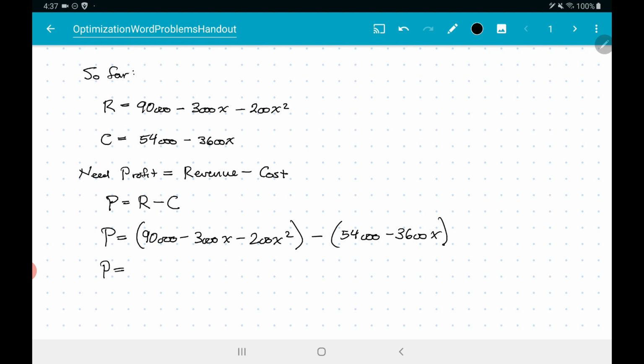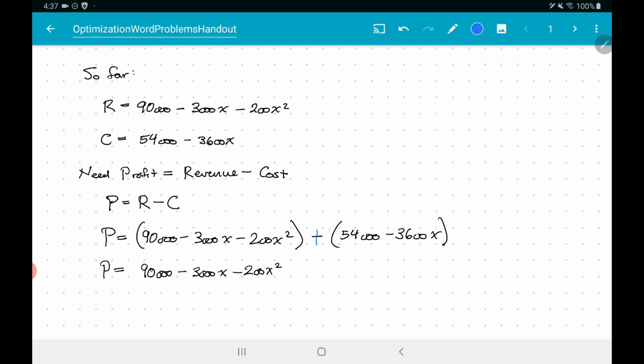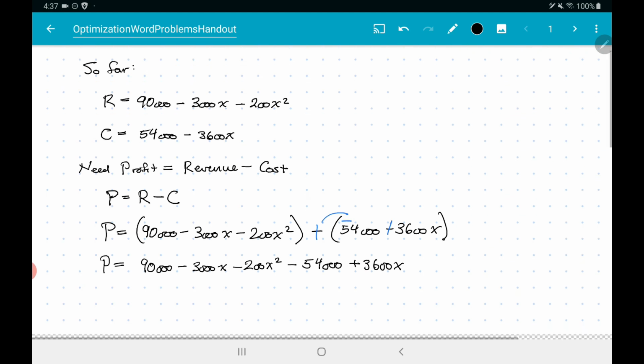Let's again expand everything out and combine like terms. These terms, the 90,000, the minus 3,000x, and the minus 200x squared that appear before the subtraction, we can just write out without parentheses. But then we need to distribute the subtraction over the cost formula that we've put in here. So we need minus 54,000 plus 3,600x.